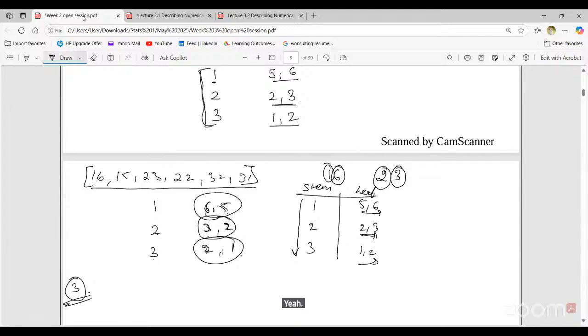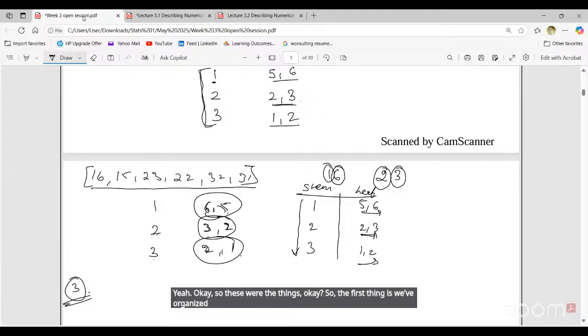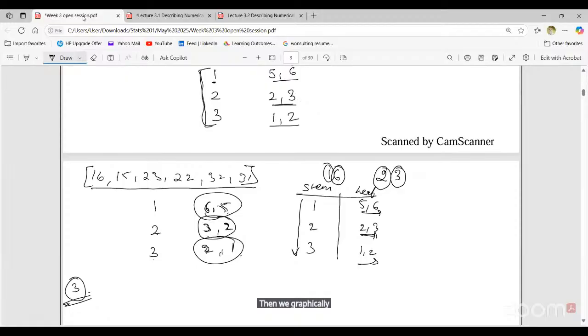Okay. So these were the things. The first thing is we organized the data. Then we graphically represented it with the histogram and the stem leaf plot. Understood?